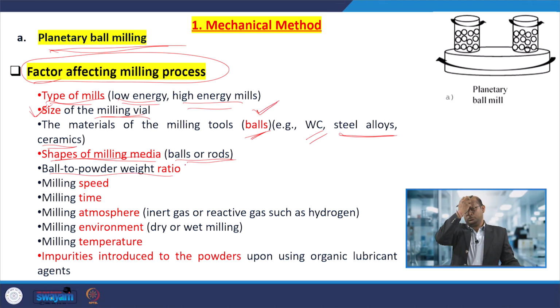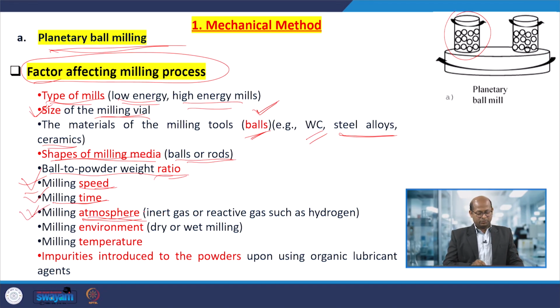Then is the ball to materials ratio, the materials and balls that would be taken inside the bowl. So its ratio is also very important. Milling speed is also important. Milling time, how long we are milling, is also very important. We can mill for a short period, 1 hour, 2 hours, or we can mill for 24 hours, 2 days. Depending upon the milling time, if we increase it, very small particles will form, but at the same time contamination will be more. Sometimes balls will interact with each other, and then ball contamination is a possibility.